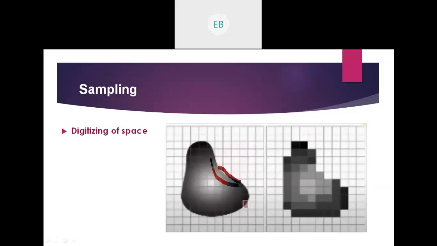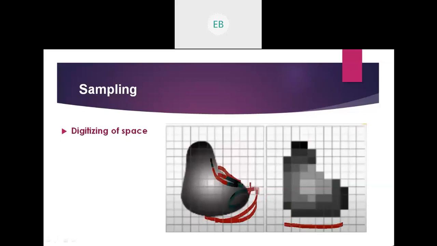So we cannot exactly store the analog image. I'm saying that this is the analog image, and this is the digital image. In any part of an analog image, there can be an infinite number of points, so to exactly store that image, we would need infinite memory.